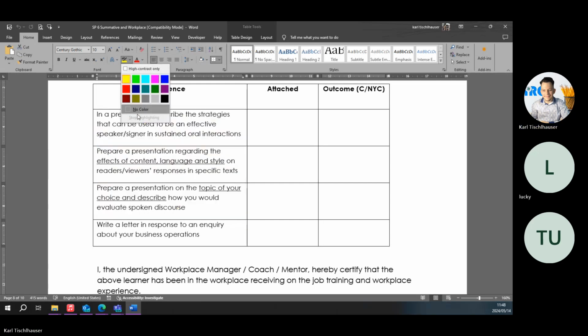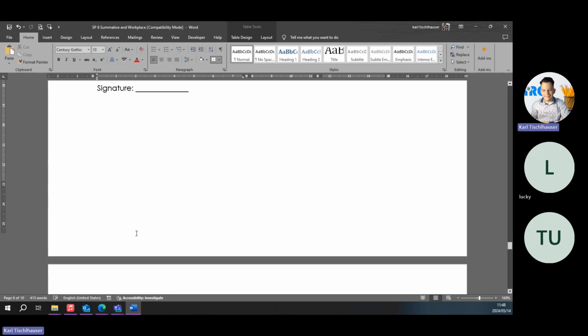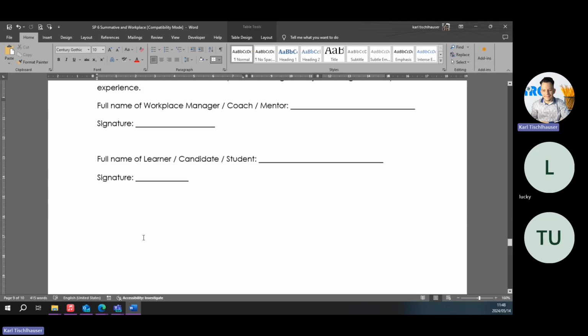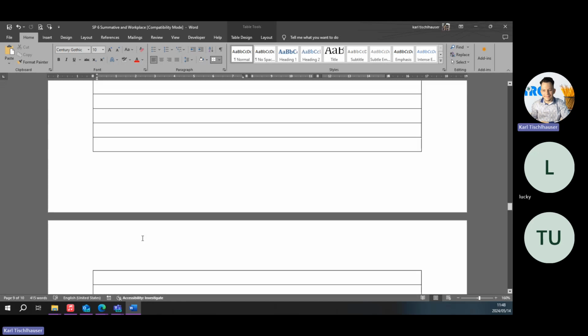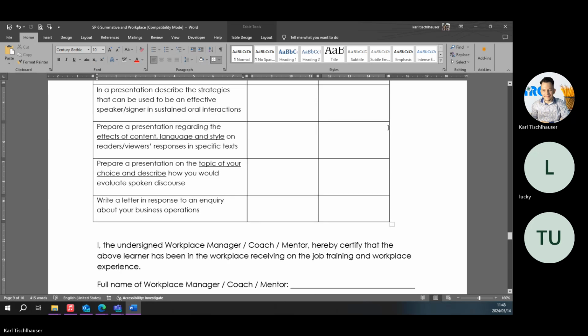Okay. And then the last one says write a letter in response to an inquiry. So come up with a letter and then respond to it. Can you give me an example of the letter? How should it be?